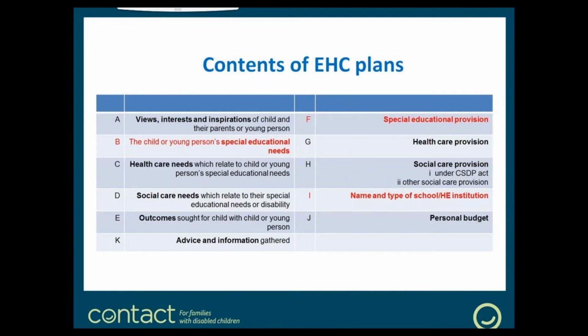The G and H, health and social care sections, are related to the description of their needs in C and D. Section I is your child's school, placement, other type of education or training. That would usually be, if your child's going to attend your local mainstream primary school, for example, it would say local mainstream primary and then the name of that school. And then Section J is if you've asked for and agreed a personal budget with your local authority to deliver some or all of the provision in Section F, then that personal budget would be detailed in Section J.